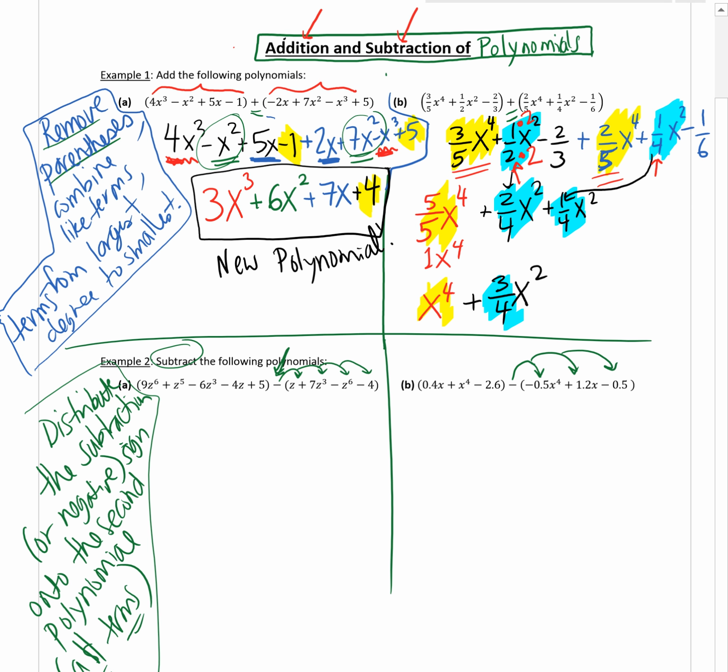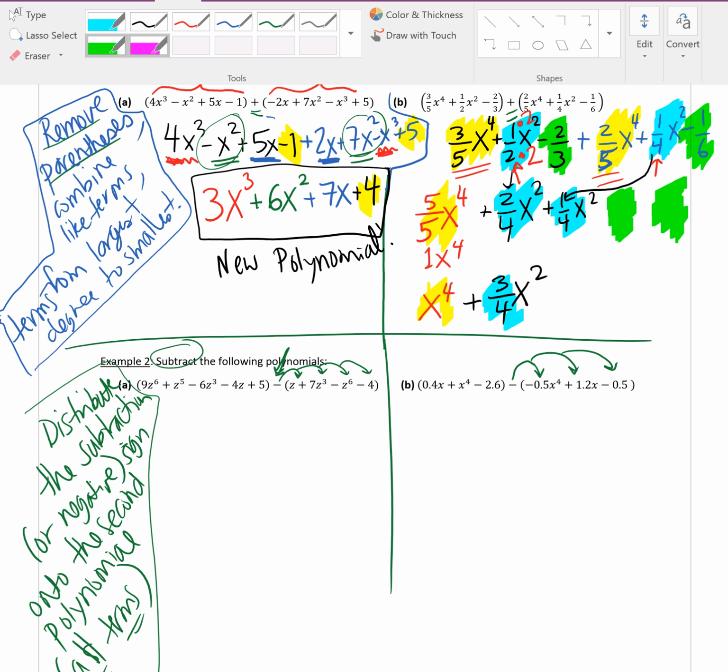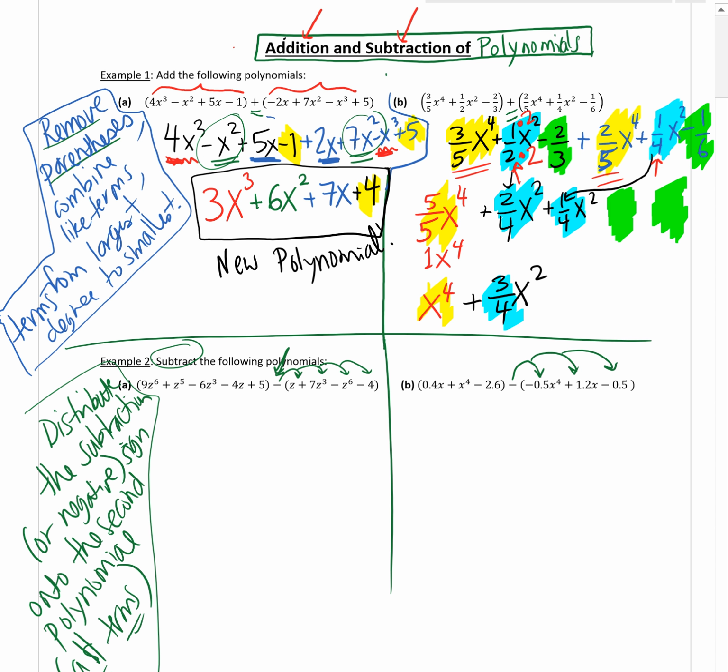Alright, then the last thing that we have not added yet are these constants. -2/3 and -1/6. And I have a feeling I'm going to have to find a common denominator again, because those guys do not have the same denominator. So, okay, the denominators are 3 and 6. Well, the common denominator between 3 and 6 would be 6. I'll have to multiply the first fraction by 2 over 2.